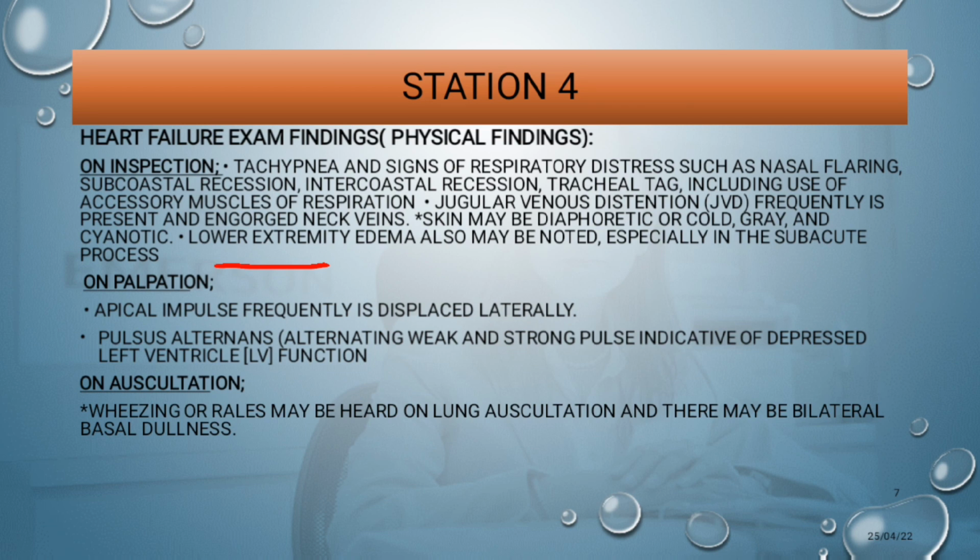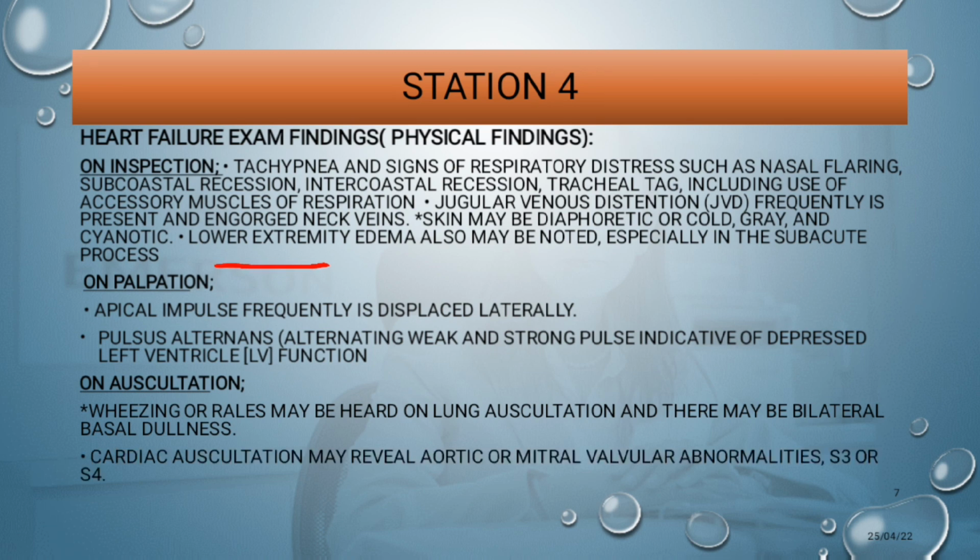So this is now the lung auscultation. When you go to the cardiac auscultation, it may reveal aortic or mitral valve, valvular abnormalities or other abnormalities. It can be S3 or S4. It can be a gallop rhythm. Okay, there can be a murmur. So there can be other differences or other findings.